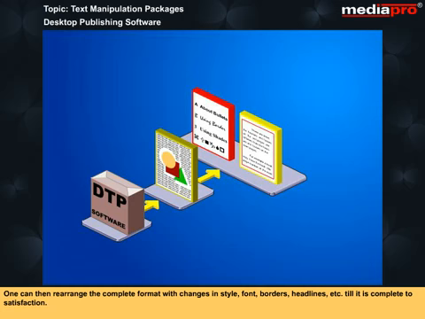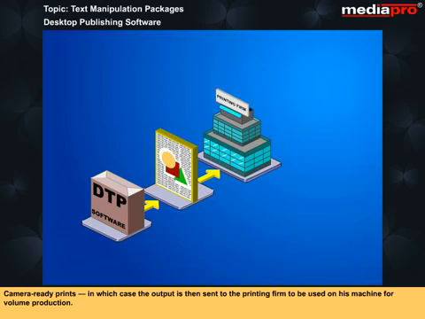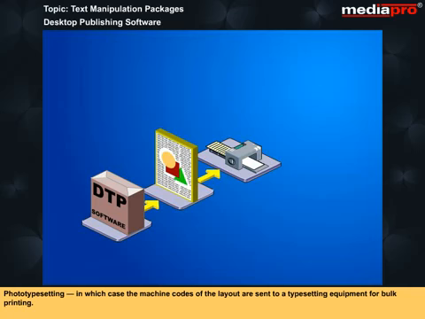Till it is complete to satisfaction. Finally, the DTP software prepares the output for printing, in which case the output is sent to a connected graphic printing device, usually a laser printer, for multiple copies. Camera-ready prints, in which case the output is then sent to the printing firm to be used on his machine for volume production.